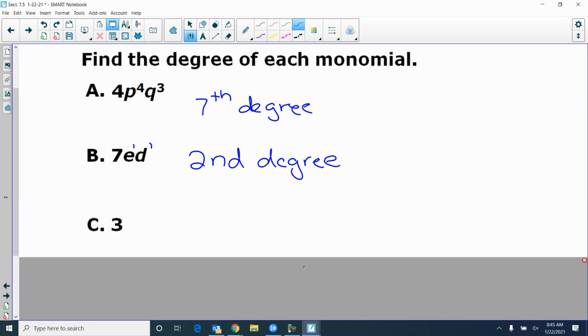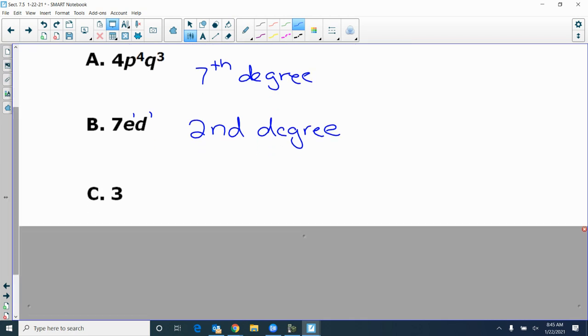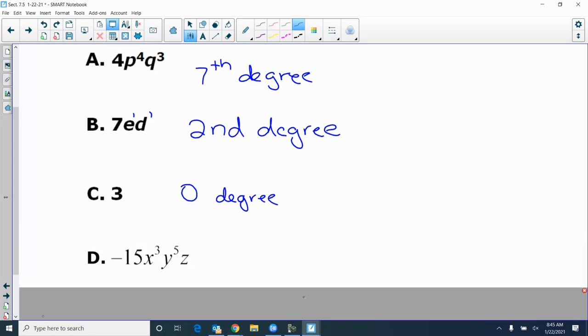Okay. All right, now if it's just the number 3, just the number 3. Connor, that would be 0. Because it's a constant, so it's 0. There's no exponent, then it's 0. If there's no variable, no letter, then it's 0.